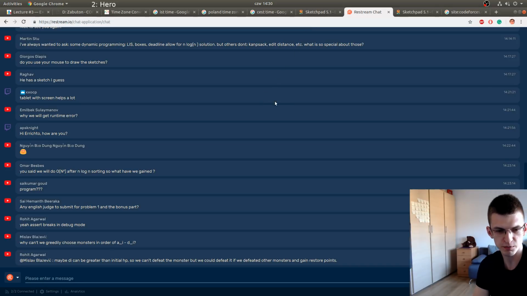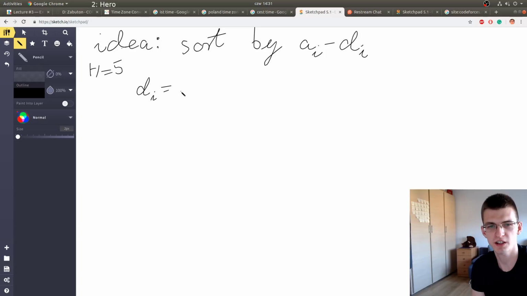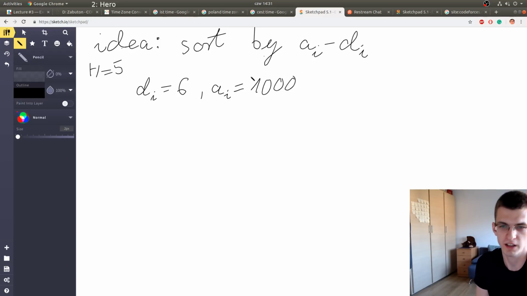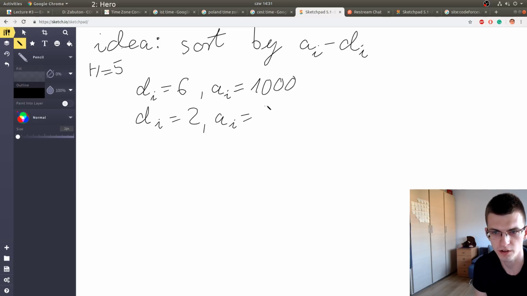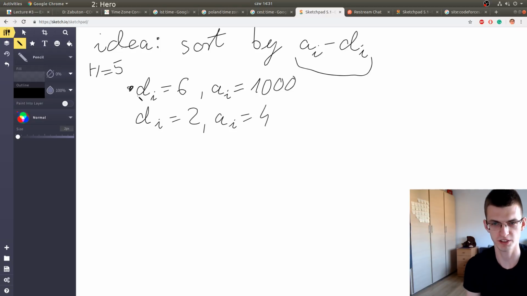Rohit says maybe DI can be greater than initial HP, so we can't defeat the monster, but we could defeat it if we defeated other monsters and can restore points. Exactly that. So let's say h is equal to 5, and the first monster has DI equal to 6 and AI equal to 1000, some infinity value, and the other has DI equal to, I don't know, 2 and AI equal to 4. So starting by this, we would first fight with this monster because it gives a lot of health back, but we can't.